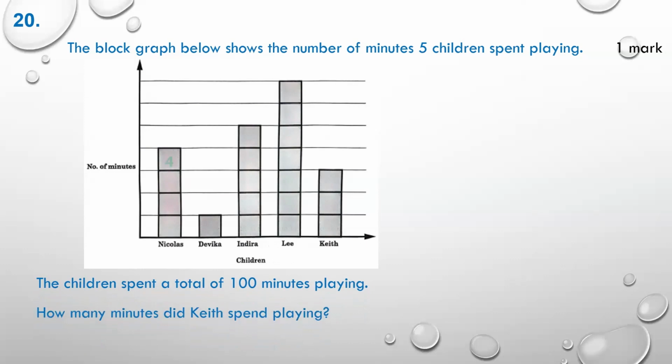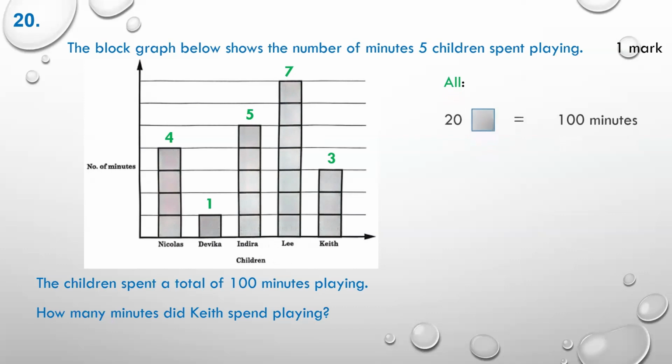So we know Nicholas had 4 blocks of playing time. Devika had 1 block of playing time. What about Indira? 1, 2, 3, 4, 5 blocks of playing time. Lee had the most. We already have 5 there, 6, 7. So 7 blocks of playing time. And Keith had 1, 2, 3, 3 blocks of playing time. So in all, how many blocks are there? 4 and 1, 5. 5 and 5 is 10. 7 and 3 is 10. 10 and 10 is 20.